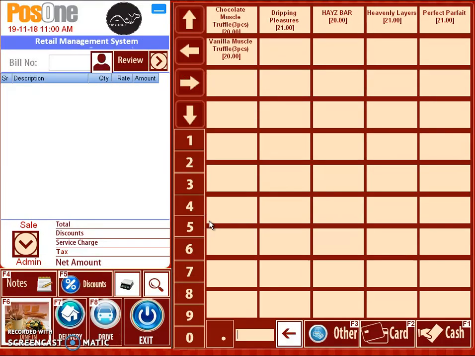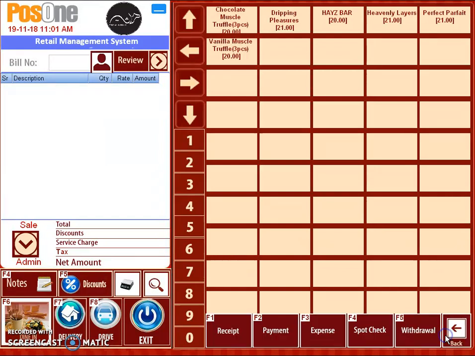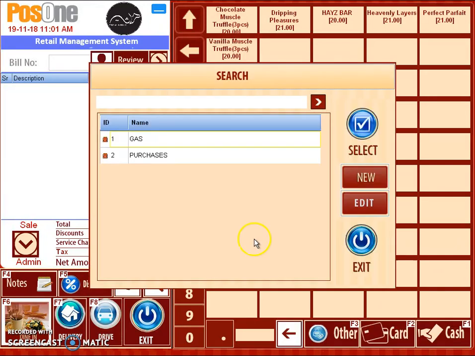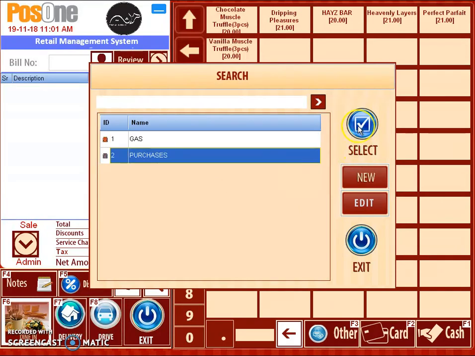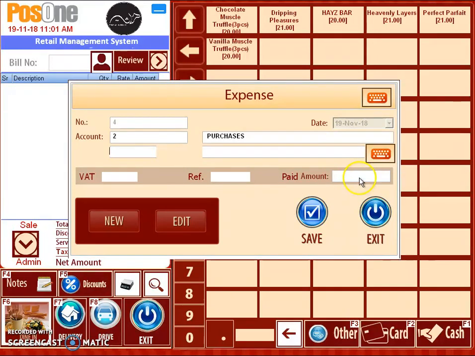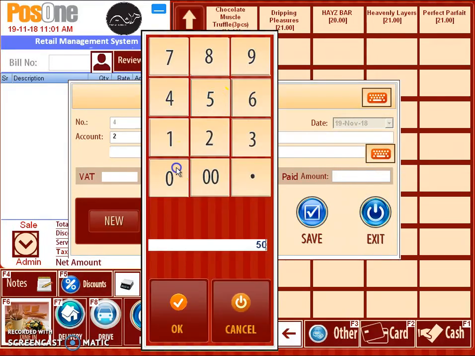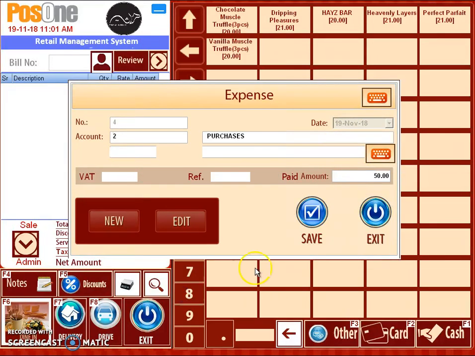The cashier, if it is allowed, can post the day-to-day purchases and expenses from the counter itself. If the cashier wants to spend an amount from the counter, they can post this to expense. There are different kinds of expenses. If it is related to purchases, they can select a particular expense head and enter the amount they are paying for that particular expense.